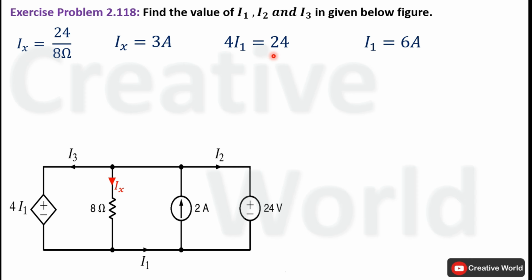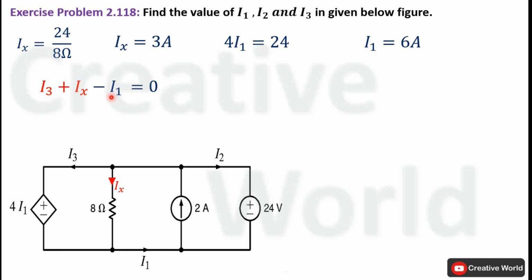Now we will try to find out current I3 by applying Kirchhoff's current law on this node. At this node, two currents are entering, one is Ix and other one is I3, while only one current is leaving, that is I1. So Kirchhoff's current law equation for this particular node will be I3 plus Ix minus I1. Entering currents are taken with positive sign while leaving current is taken with negative sign.